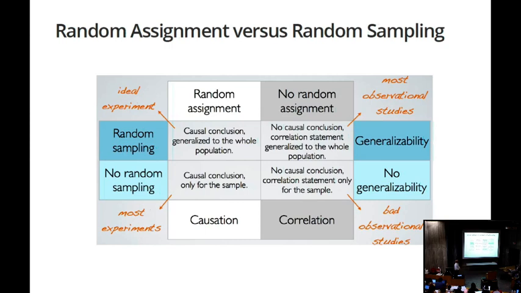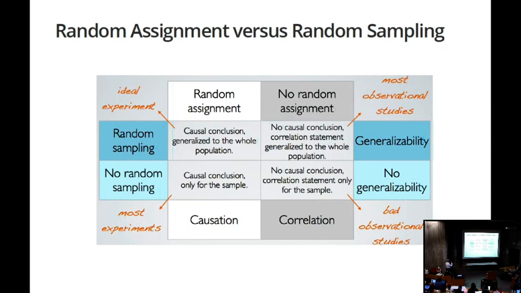and it gets hard to get it past your review boards. The generalizability thing is what we do sometimes. That's an observational study. We get the random sampling, but there's no random assignment at all. In that case, you get no causal conclusion. You get a correlation. That correlation is generalizable, but it doesn't actually give you any causality. You can't say A causes B if you don't have random assignment.